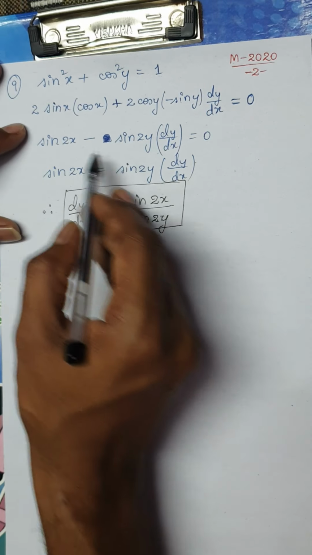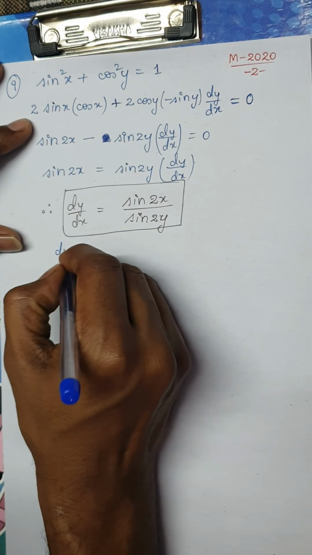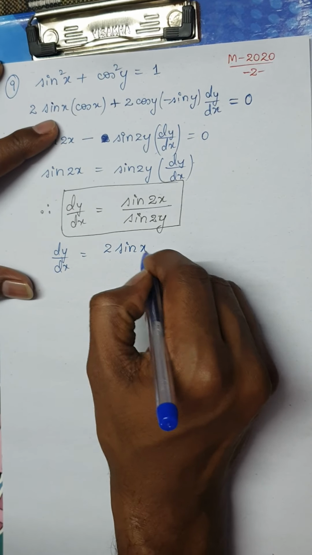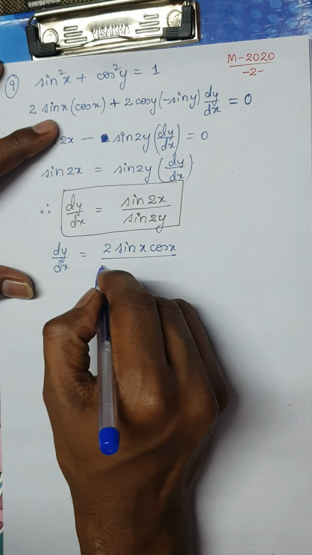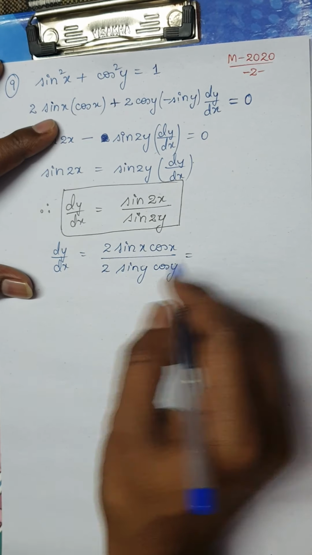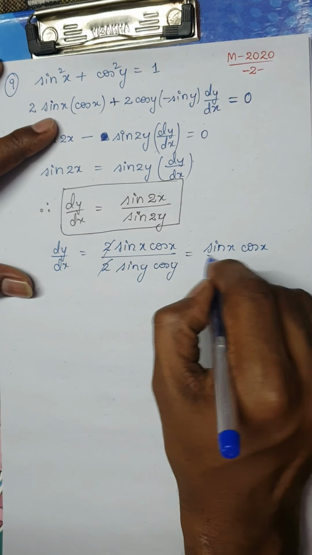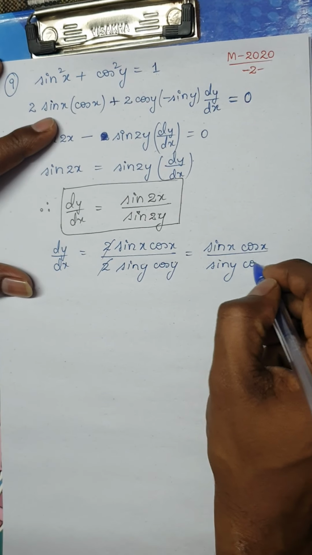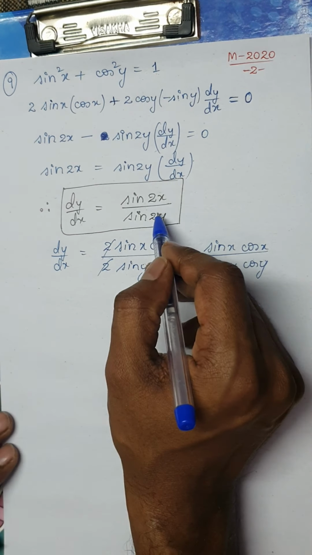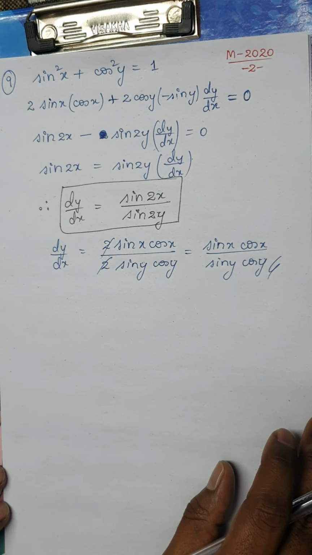If you don't get this form, you need not write in this way. Otherwise there are chances of you writing in this form. What? Dy by dx is nothing but 2 sin x into cos x divided by 2 sin y into cos y. So you can cancel 2 and 2. So you can write sin x into cos x divided by sin y into cos y. Is it clear? So this is how you can either keep it this way as dy by dx, or this. You will still be getting 2 marks for this question. Okay.